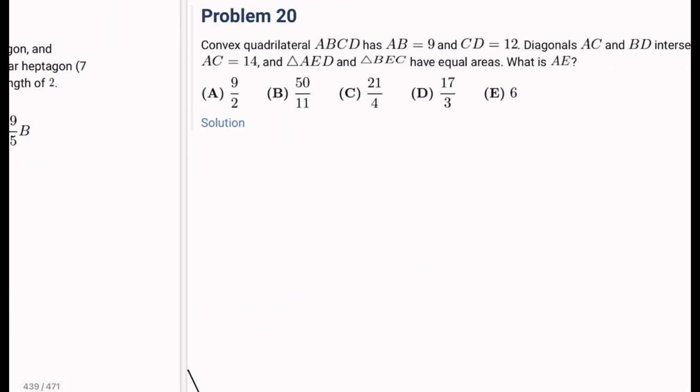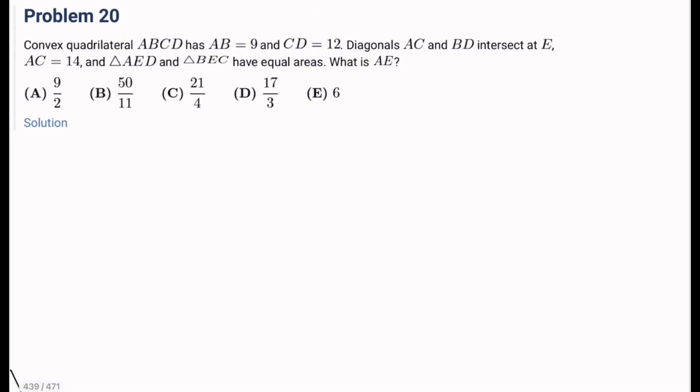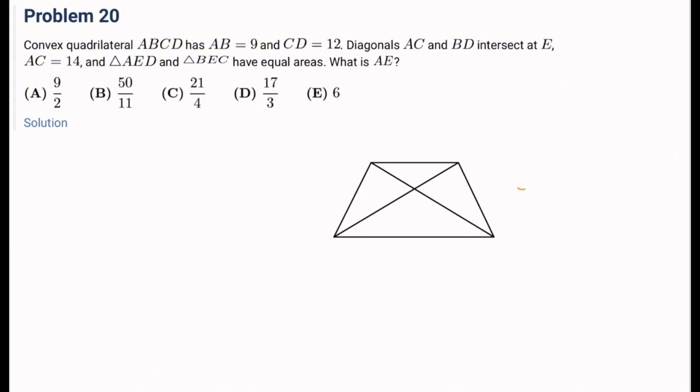It's C. Number 20. Convex quadrilateral ABCD has AB equal 9 and CD equal 12. Diagonals AC and BD intersect at E. AC equals 14, and AED and BEC have equal areas. So what is AE?